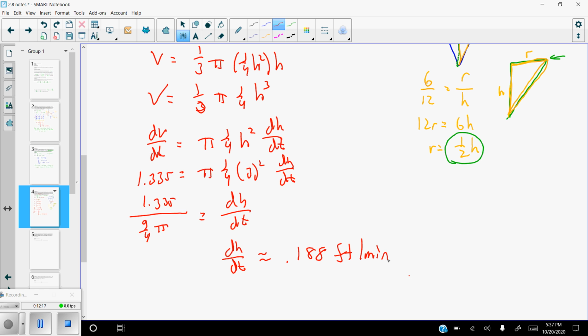I am not going to keep writing the sentences just to save a little bit of time, because I want to move on and get at least one more example on this video. But that's it. 0.188 feet per minute is positive, which means that it is increasing. So the height is increasing. Makes sense. Make sure that your answer makes sense to the problem.